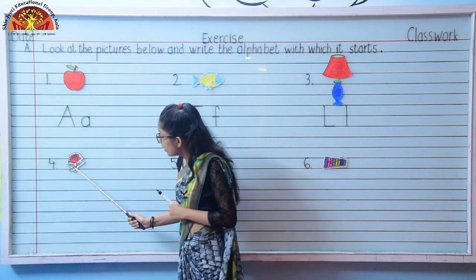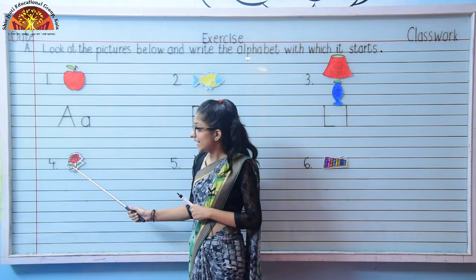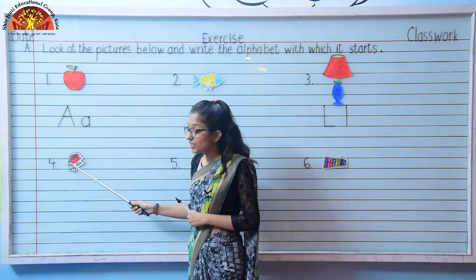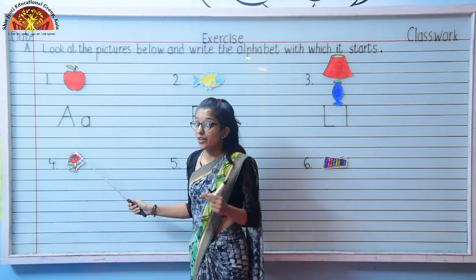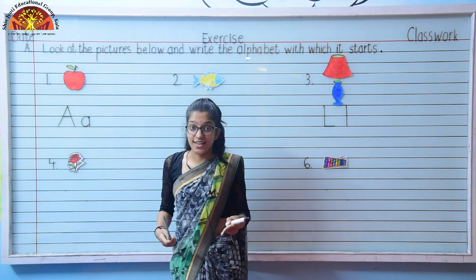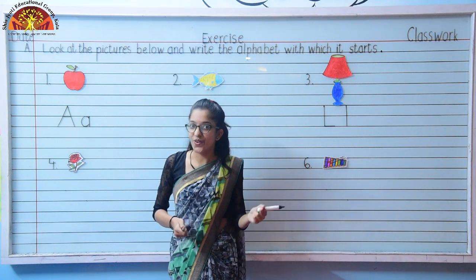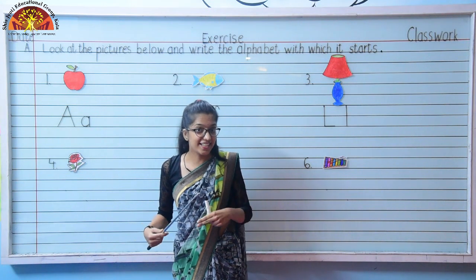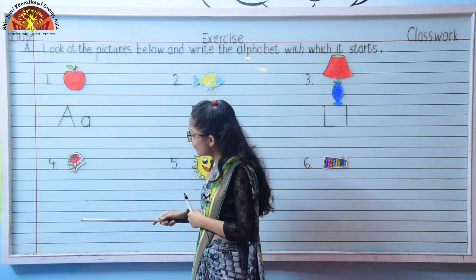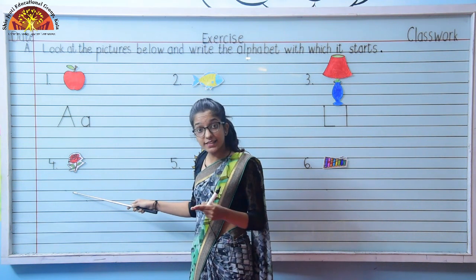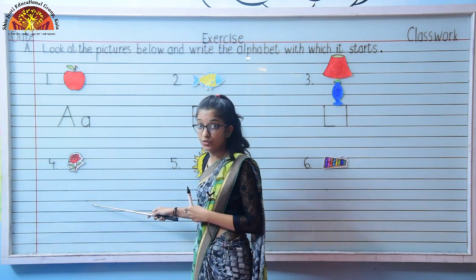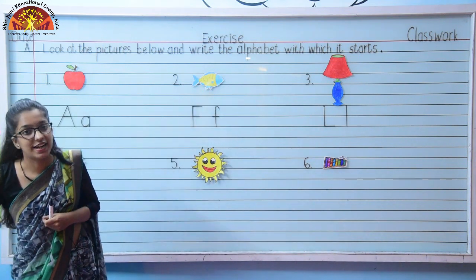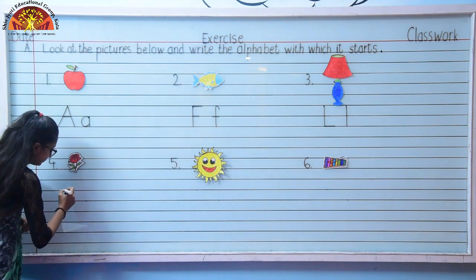Now tell me, which picture is this? This is a picture of a rose. What is the spelling of rose? It's R-O-S-E. So what is the first letter? It's R. So we have to write here capital letter R. Then here we have to write small letter r. So let's write capital letter R first.